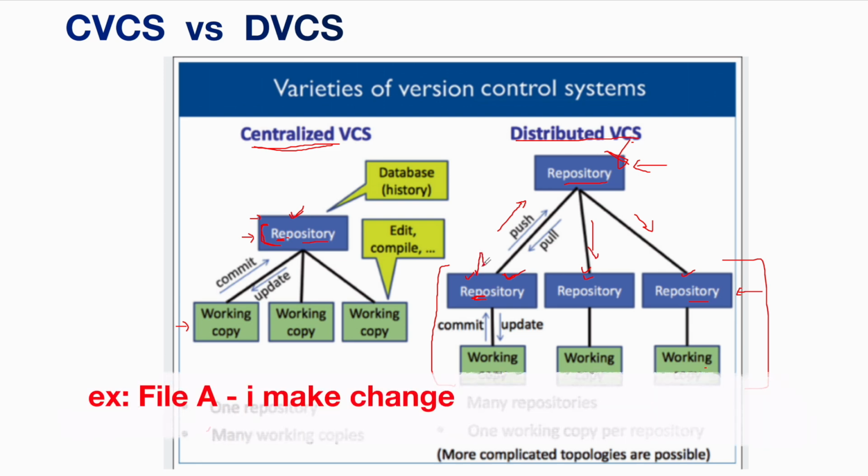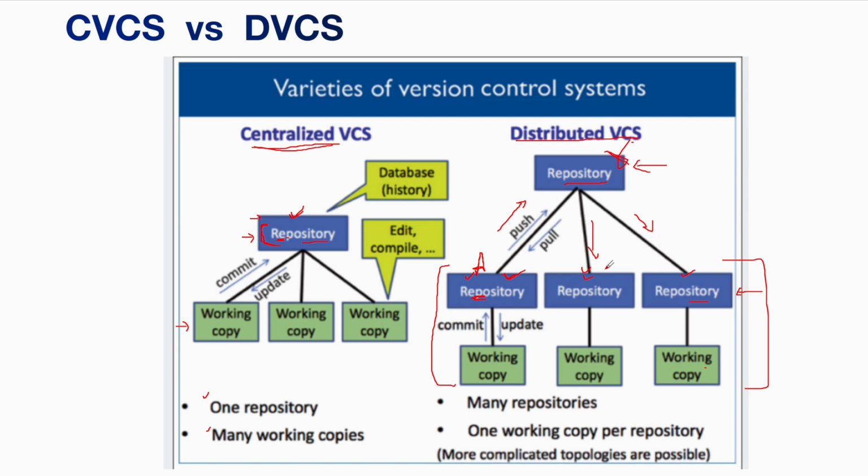Suppose, let us say file A, I make a change here. Another user is also making a change to file A. Then both of them are pushing this change here. Then there can be a conflict. So we need to manage that properly here. That is one of the disadvantages here. If multiple users are making changes to the same file, then a conflict can arise.